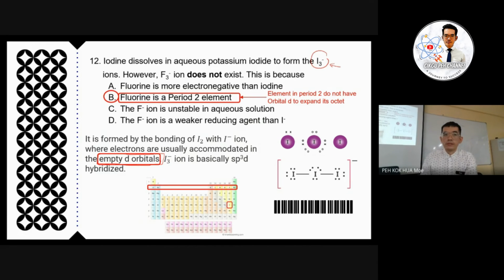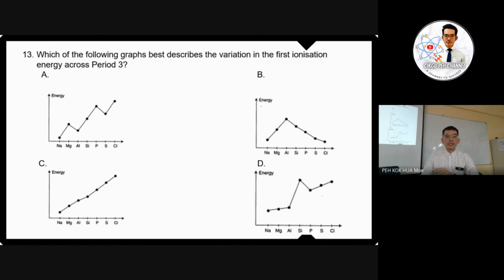So the answer is B. Okay, and then question 13: which of the following graphs best describes the variation in the first ionization energy across period 3? Generally, for the first ionization, that means they want to lose one electron, right? The first ionization energy increases across period 3. This is because the nuclear charge increases, the proton number increases, right? So we expect the first ionization energy to increase like C.